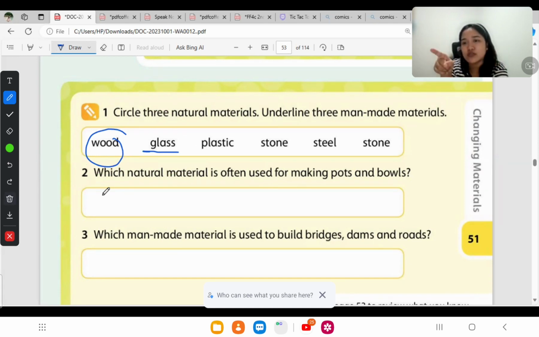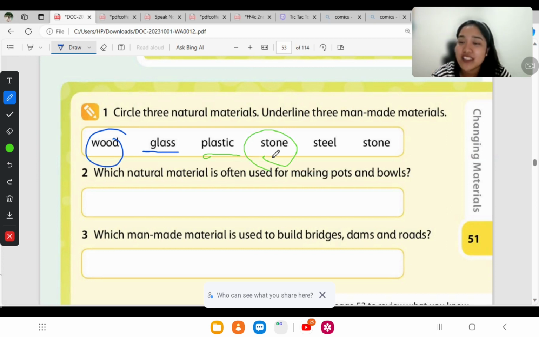So this time, the word plastic now, Isabel. Is it man-made or natural? Man-made. Okay, it's man-made, so let's underline. Okay, stone now. The word stone. Natural. Okay, it's correct.